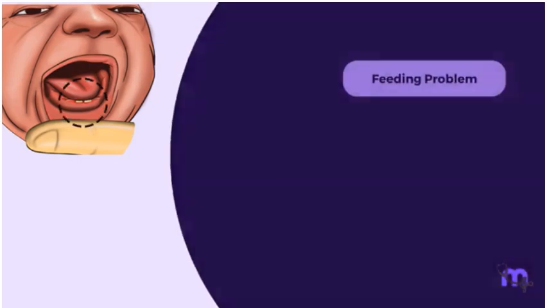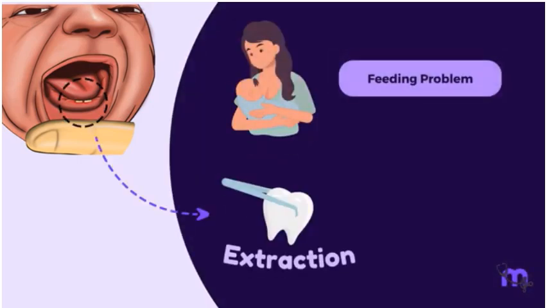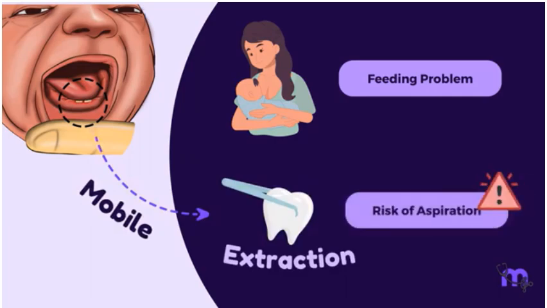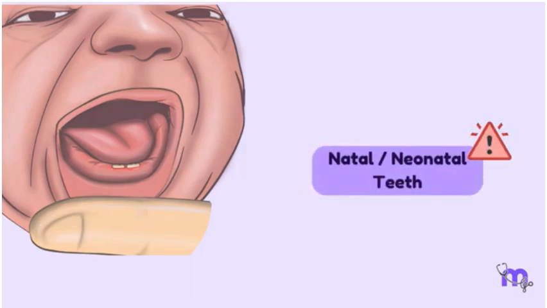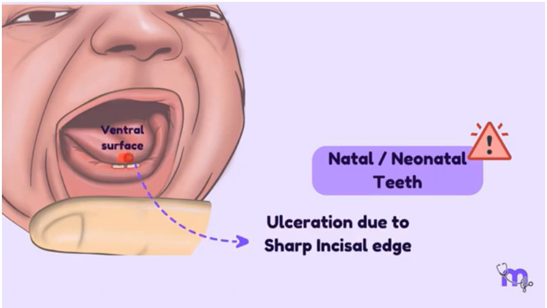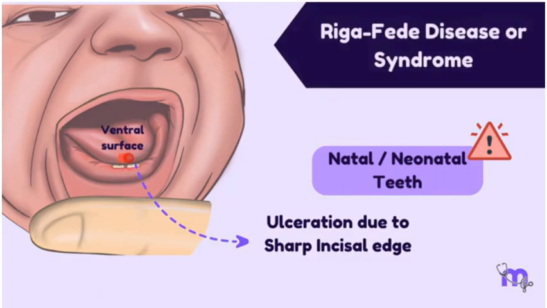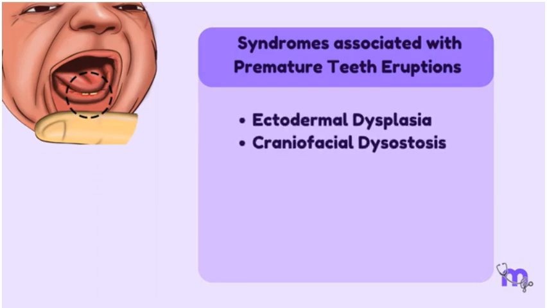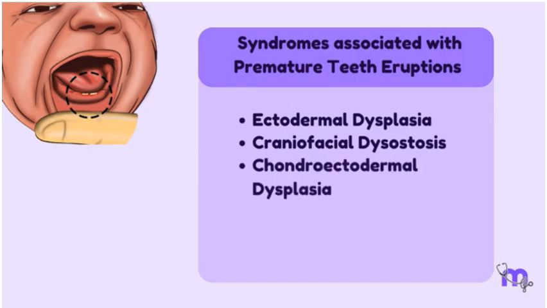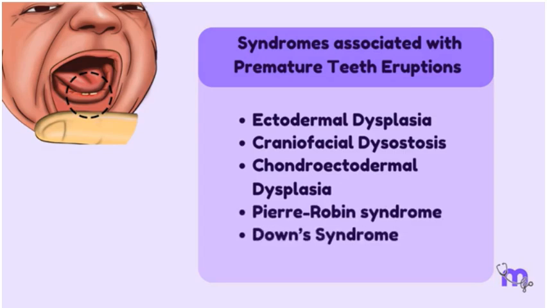These teeth may cause feeding problems to the mother and can be removed if mobile or pose a risk of aspiration. A major complication of natal or neonatal teeth is ulceration on the ventral surface of the tongue caused by the tooth's sharp incisal edge. This condition is also known as Riga-Fede disease or syndrome. Other syndromes associated with premature eruptions are ectodermal dysplasia, craniofacial dysostosis, chondroectodermal dysplasia, Pierre-Robin syndrome, Down's syndrome, etc.